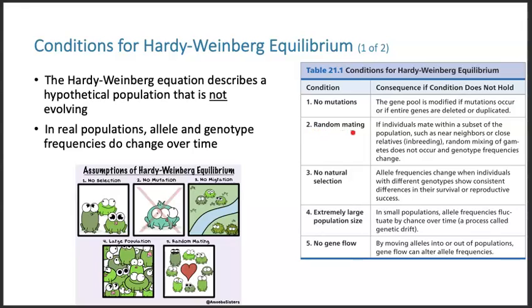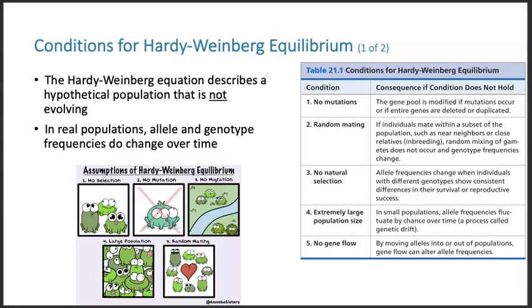The next one is random mating. So random mating is you're not assorting, you're not choosing your mate, just mating with whoever's nearby. I like this little cartoon here. What happens if you violate that condition?